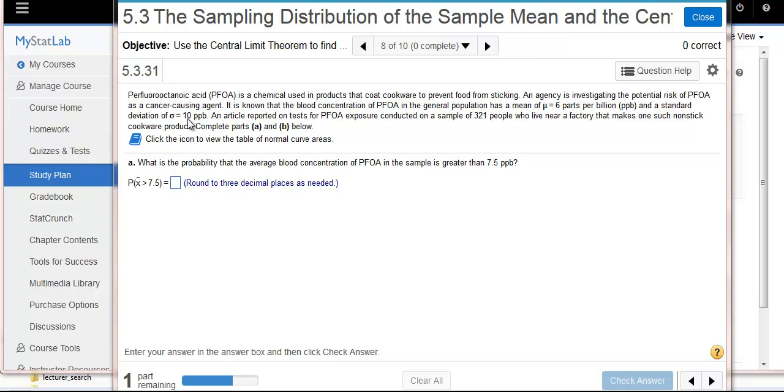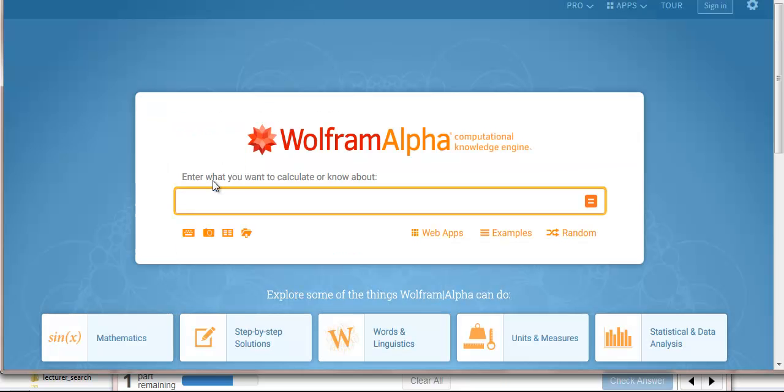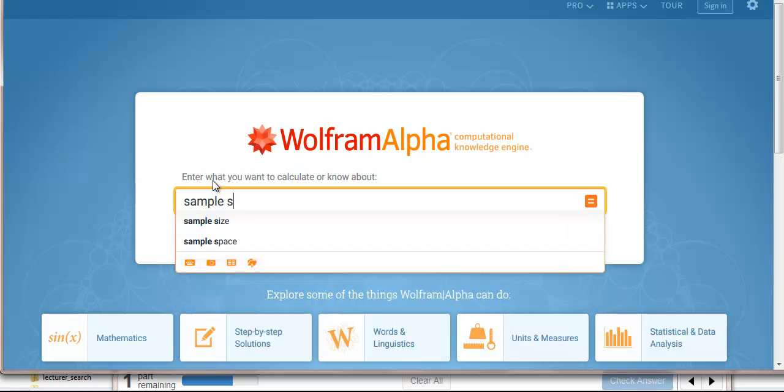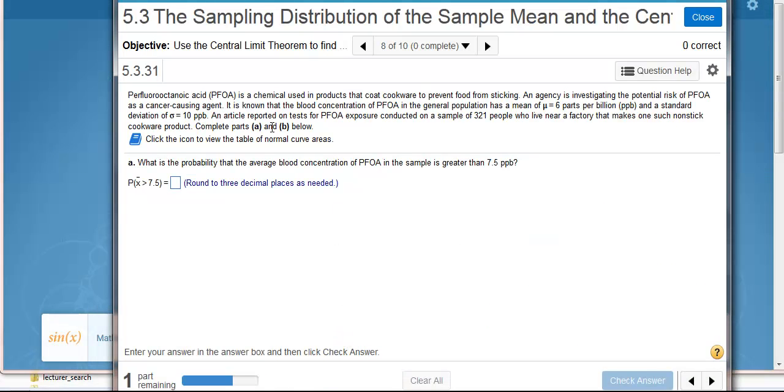Okay, so I'm going to hop over to Wolfram Alpha, and to find the sample standard deviation, I'm just typing out what I'm thinking about here. I'm going to take the population standard deviation divided by the square root of n. In our problem, the population standard deviation was 10, and n was 321 people.